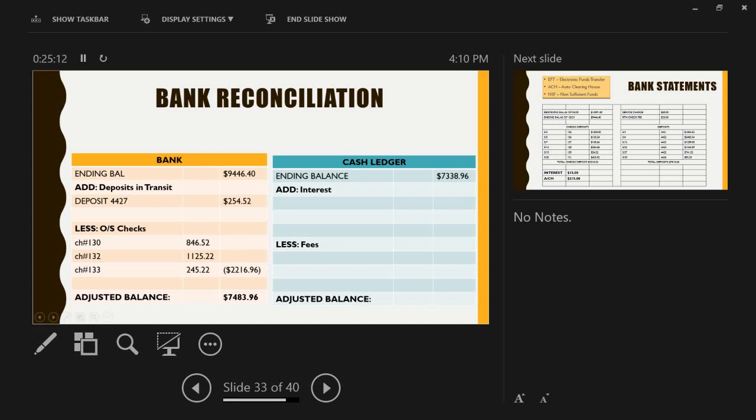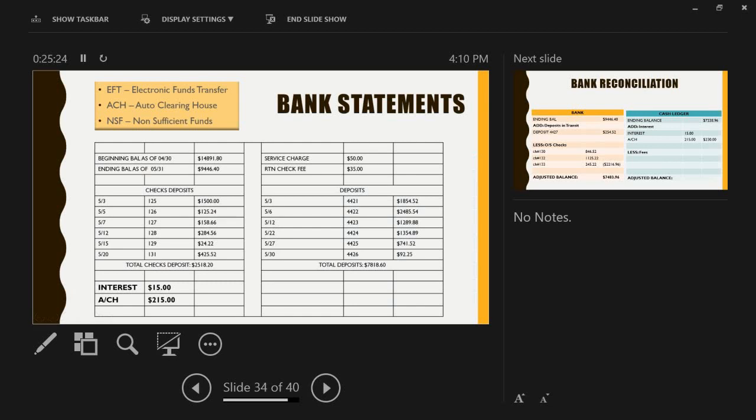Okay? So here, I'm going to start off with $7,338. Okay? Now I need to add my interest. So let's go ahead and solve for interest. Again, my interest is going to be at the bottom of my statement.